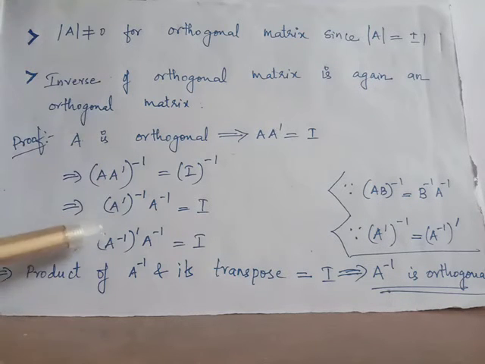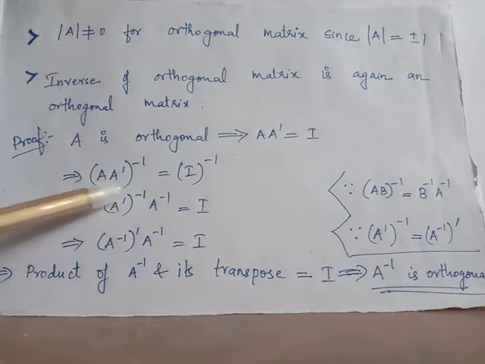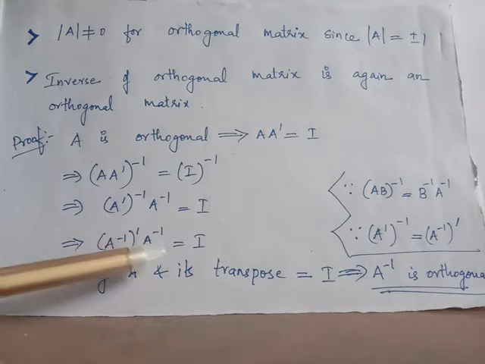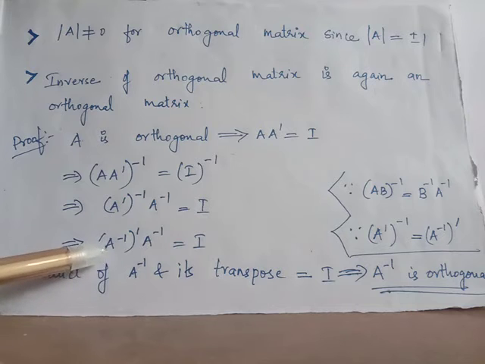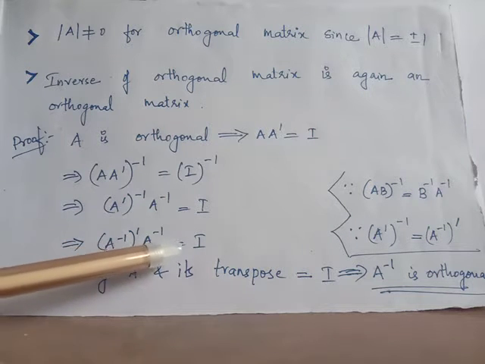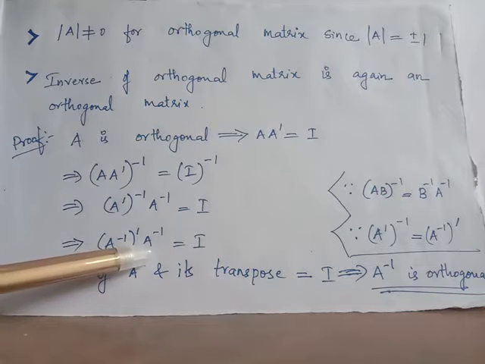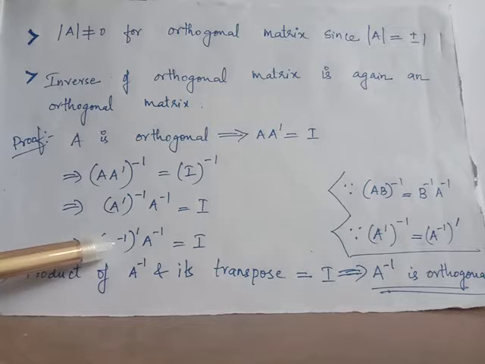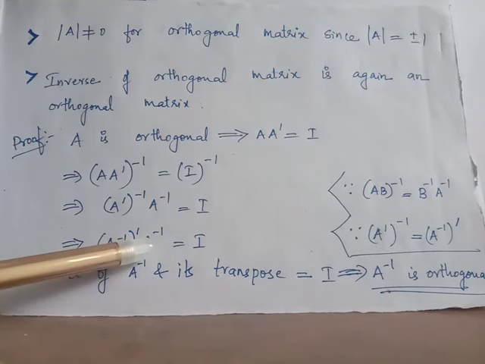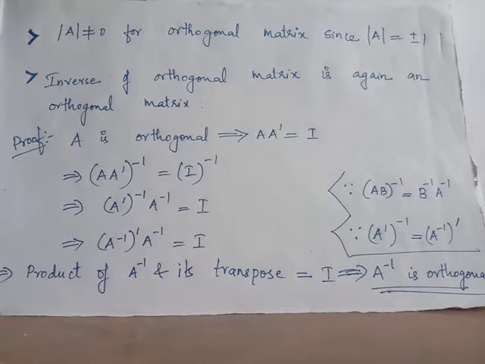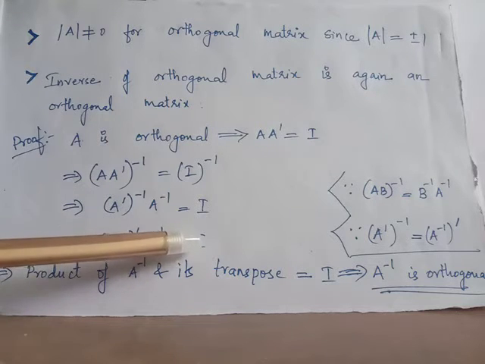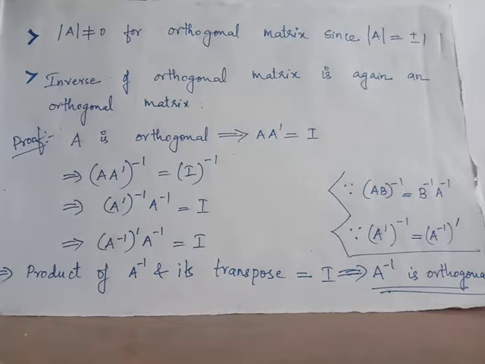So you can replace A transpose the whole inverse by A inverse the whole transpose and you get the result A inverse the whole transpose into A inverse equal to I. This looks like the property of orthogonal matrix. Whenever a matrix and its transpose is multiplied and you get the answer as an identity matrix, this corresponding matrix should be an orthogonal matrix. Here you can see that you take the product of A inverse and its transpose and you get the answer as identity matrix. So this corresponding matrix A inverse should be orthogonal.